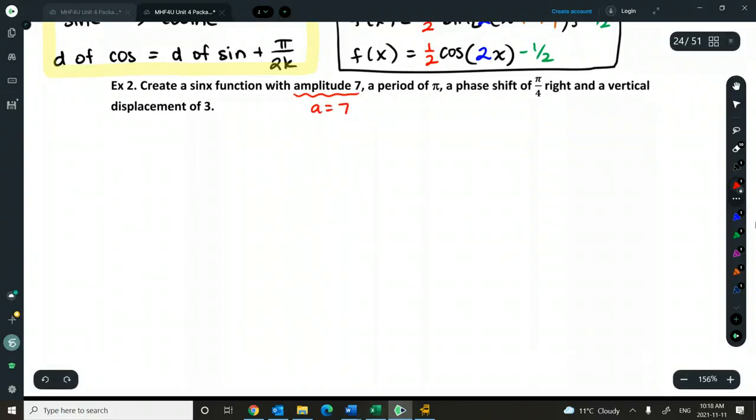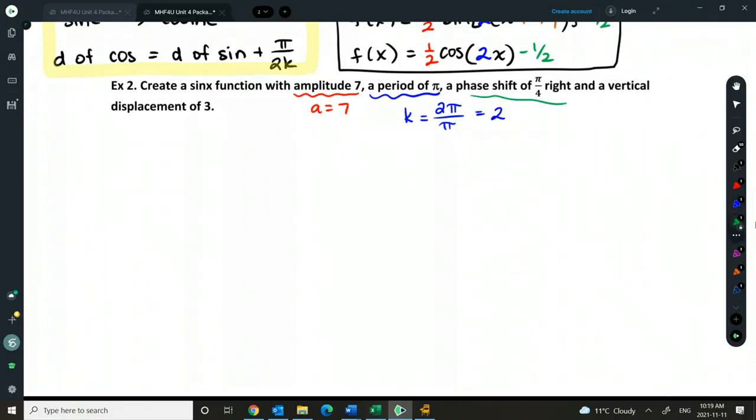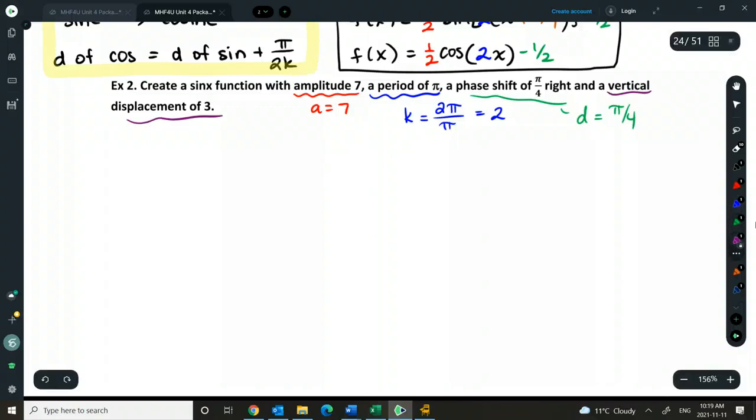Okay, so our a is 7. What can we use the period for? Okay, so 2 pi over period, which is pi. So I'll get 2. Phase shift of pi over 4 right, Clayton? Okay, so d will be pi over 4, and then when we plug it in, it will look like minus pi over 4. And then the last one, vertical displacement of 3. This means that c must be 3.